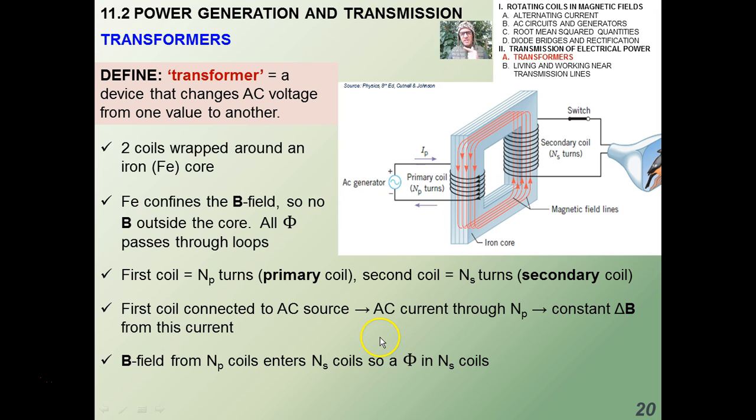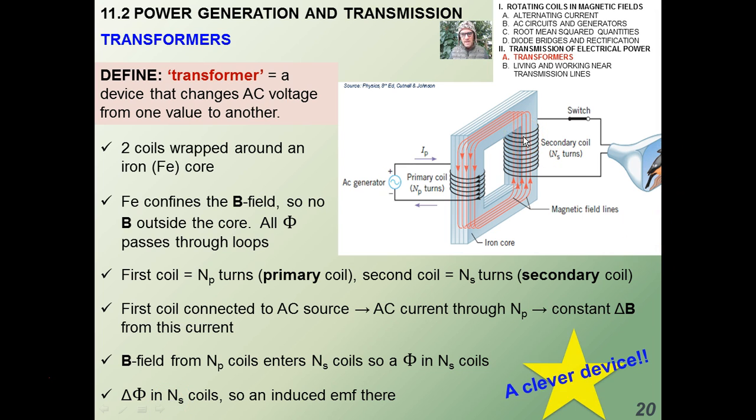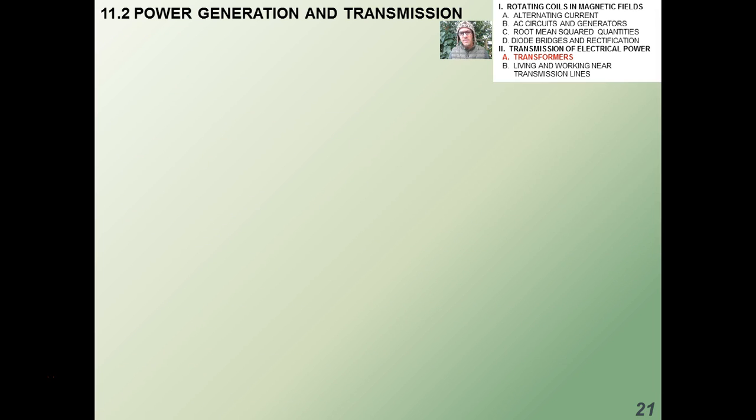Now, because the iron has the property where it confines the B field, that changing B field enters the other set of coils on the other side, N sub S turns. So there's a flux in that set of coils, okay? So there's a change of flux in that secondary set of coils, so there's an induced EMF there. It's a very, very clever device.